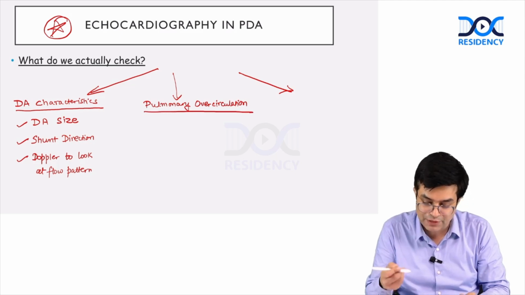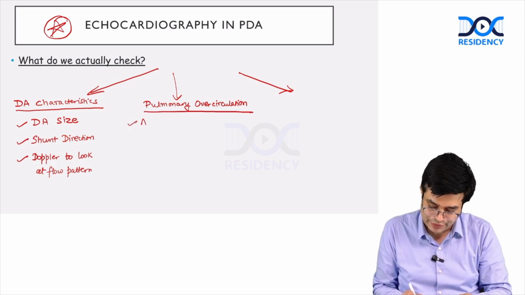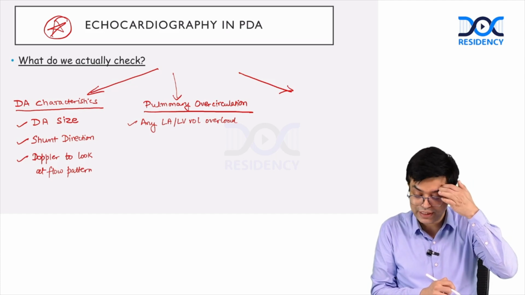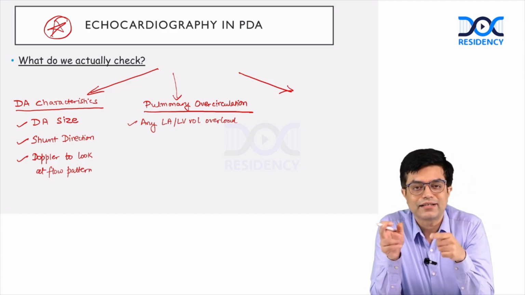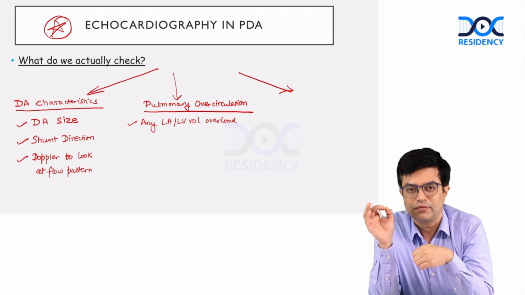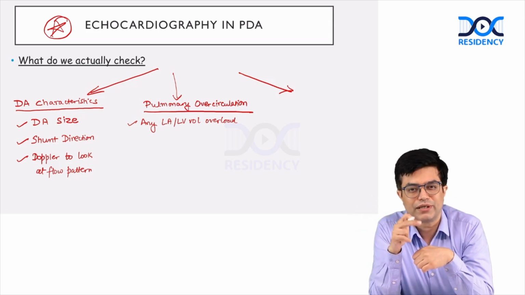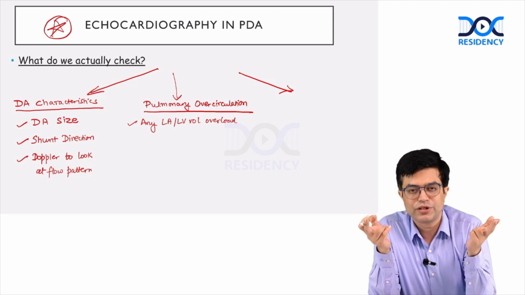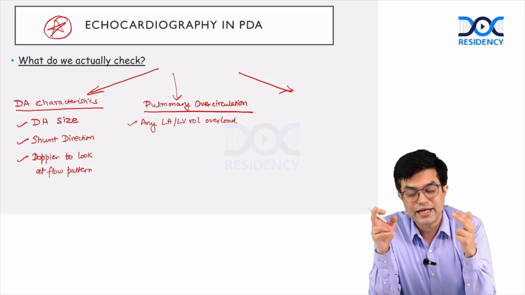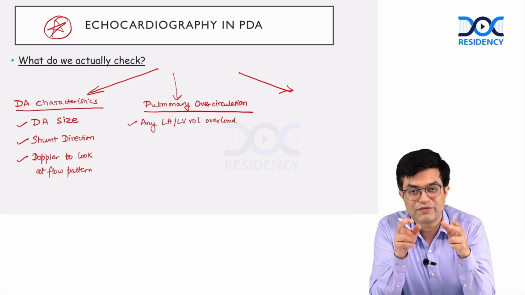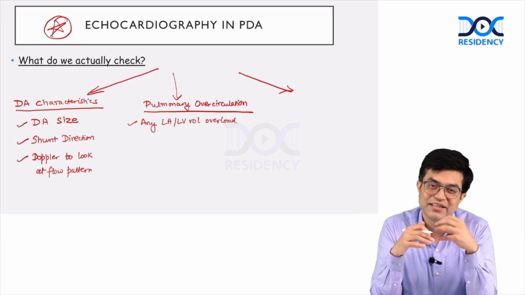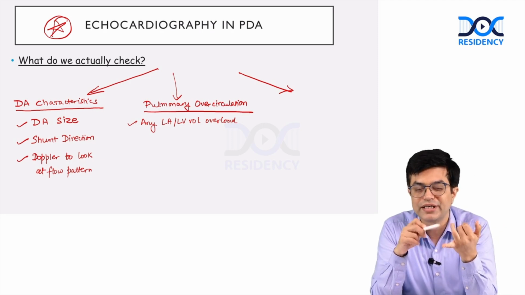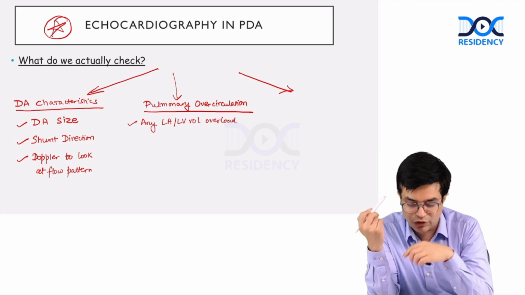So what are the features which suggest pulmonary over circulation? You will look at any LA or LV volume overload. Now you will ask me, okay sir, why are we looking at LA or LV volume overload? Try to track the shunt operating in the patient. There is a PDA, so blood is moving from the aorta to the pulmonary artery. From the main pulmonary artery, it goes to the right and left pulmonary arteries, to the lungs. In the lungs it gets oxygenated and comes back via the pulmonary veins. All four pulmonary veins open into the left side of the heart. So if there is increased pulmonary blood flow, more blood will reach the LA as well as the LV. So you will look for LA or LV volume overload.